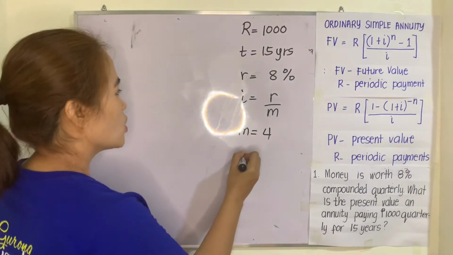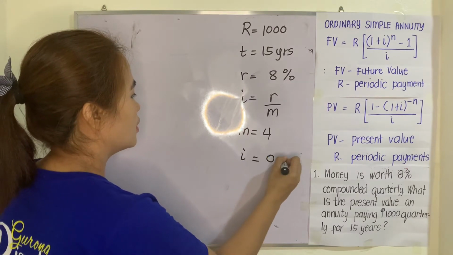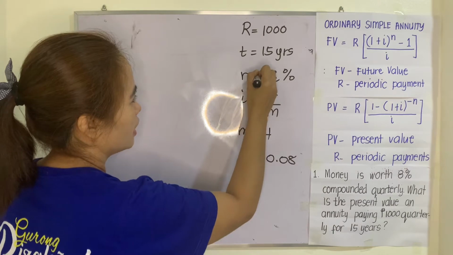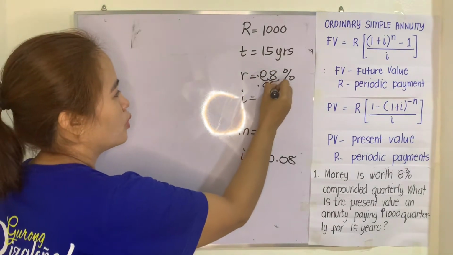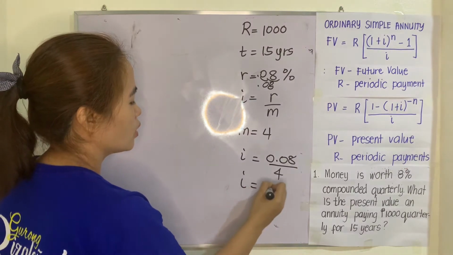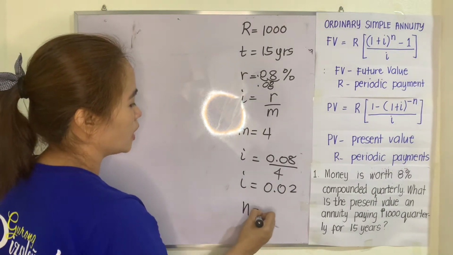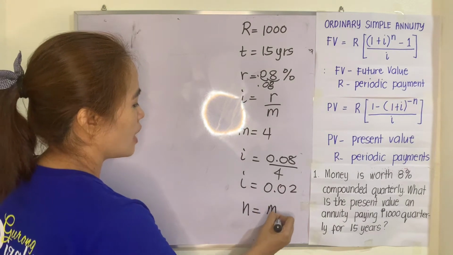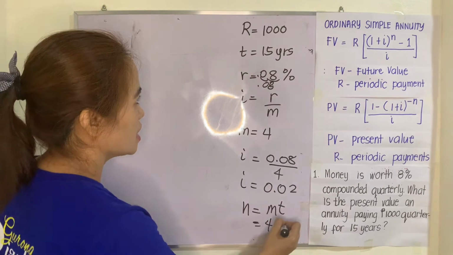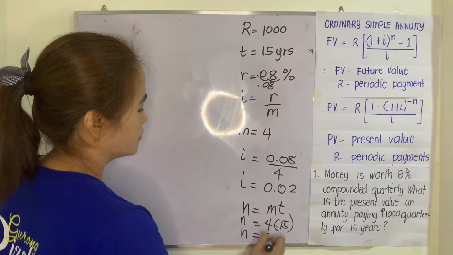Okay. So our i now is equal to 0.08. You move the decimal point 2 places to the left. That will be 0.08 divided by 4. So i is equal to 0.02. You can also solve for the n. That is M times T. M is 4 and T is 15. So this one is 60.